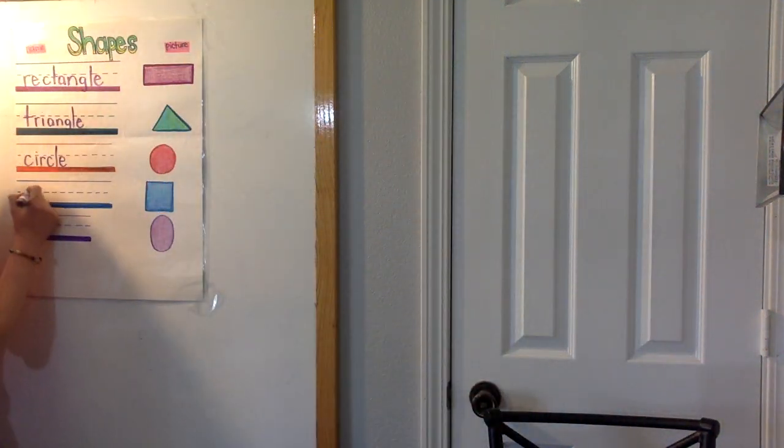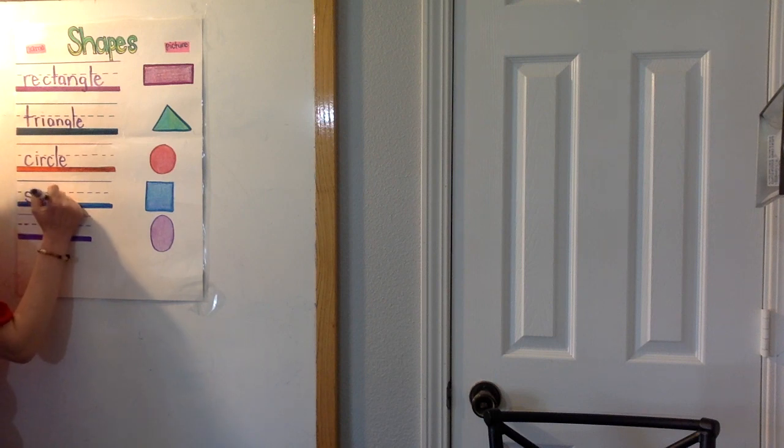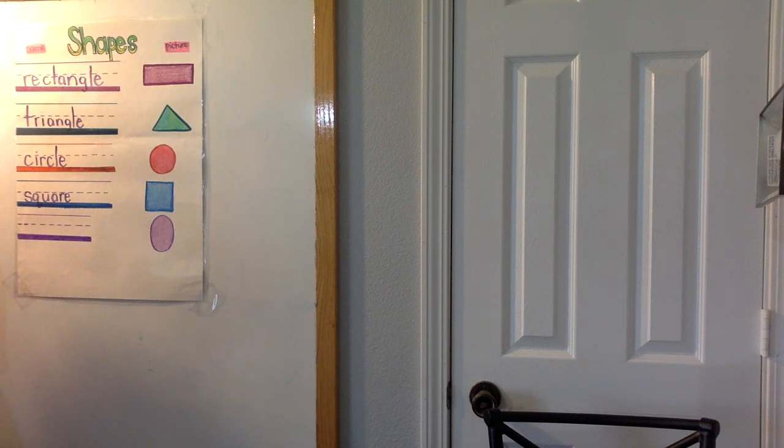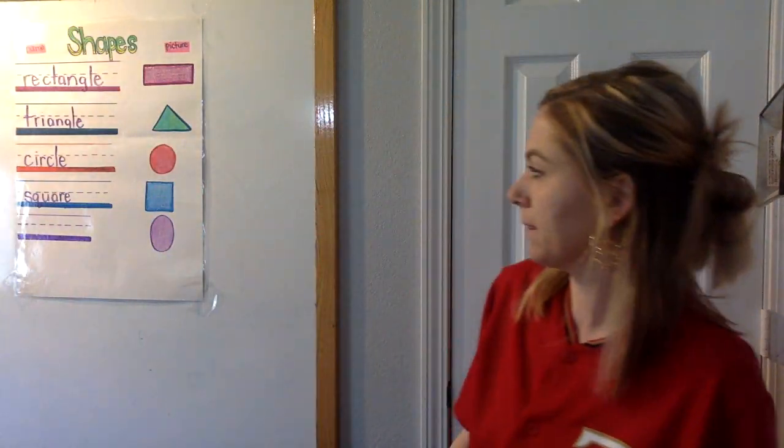So let's write the word square. Starts with a S and then a Qu. Square with a silent E on the end. Those sneaky silent E's can be kind of tricky.